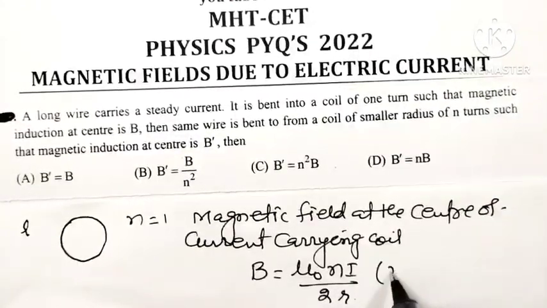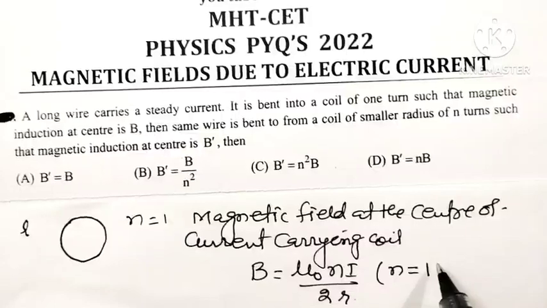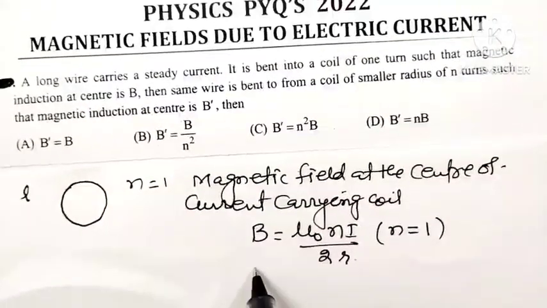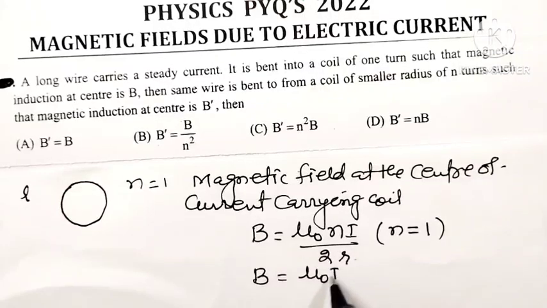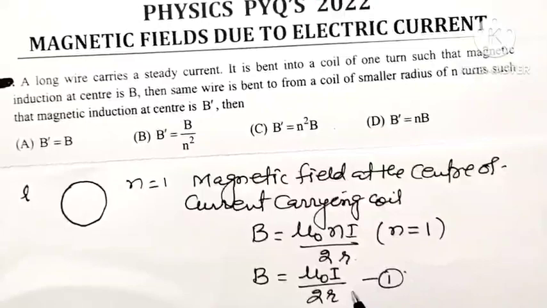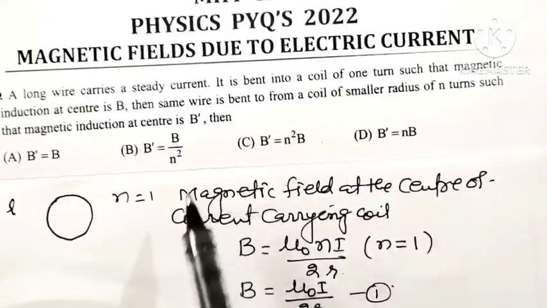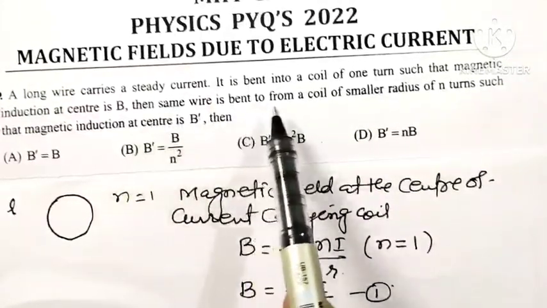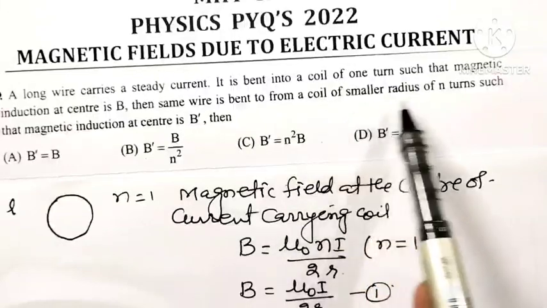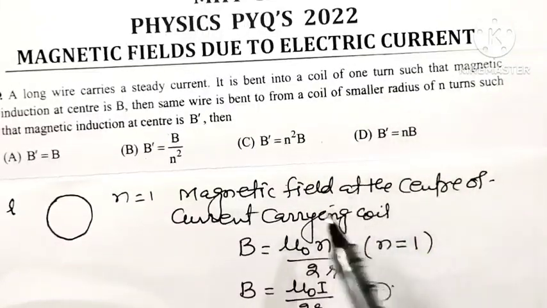Since here it is converted into a coil having 1 turn, therefore magnetic field at the center is B equal to mu 0 I divided by 2R. Now see what is given. Then the same wire is bent to form a coil of smaller radius of N turn.